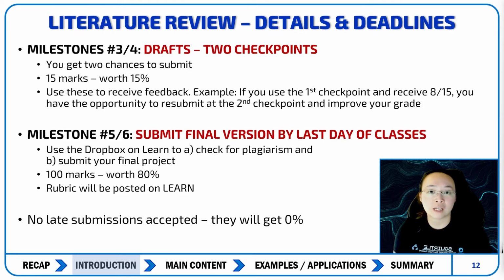Now, the last milestone, milestone 5 and milestone 6. Milestone 5 is actually a plagiarism check. There's going to be a Dropbox folder on Learn for you to submit as many times as you want, and it's simply to check for plagiarism, because you do not want to have a Policy 71 violation. Submit your paper to the plagiarism checker for Turnitin to see if it's okay.